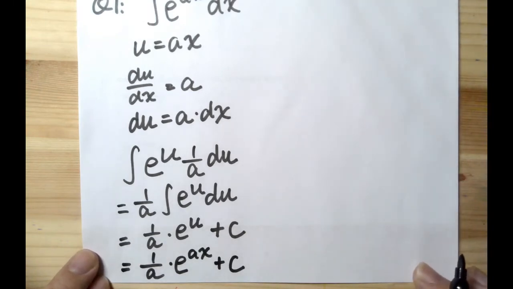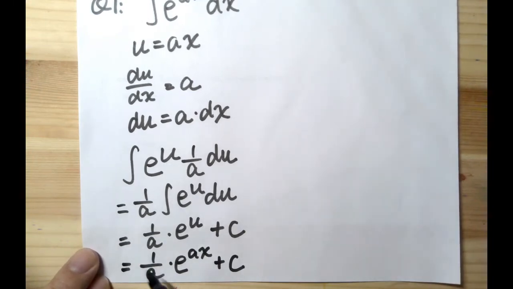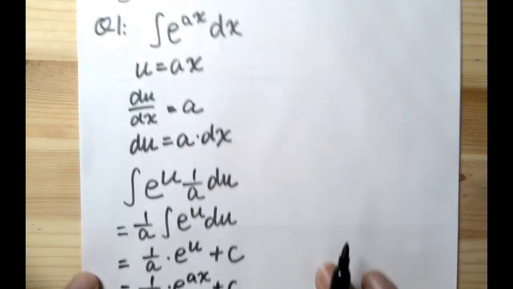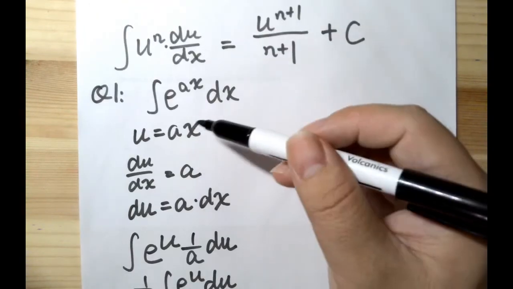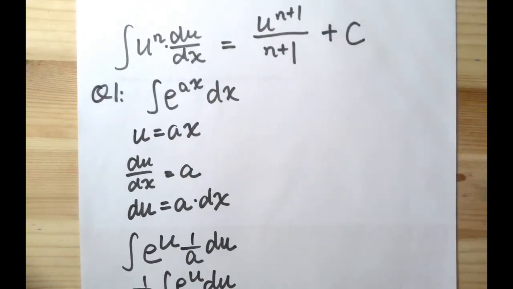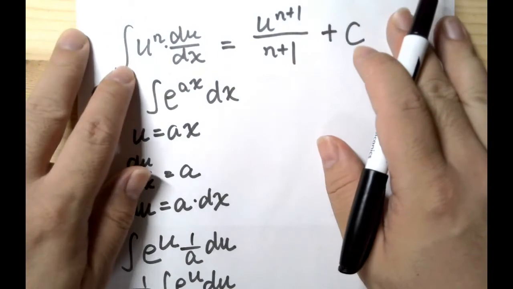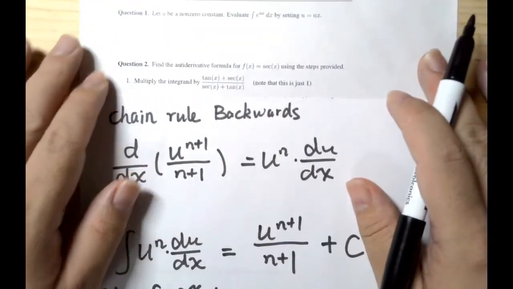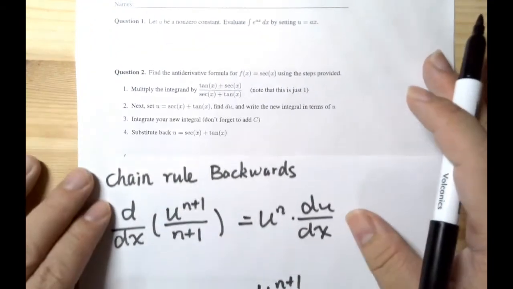c. Okay, and if you take the derivative of our answer, you can see that you're going to get e to the power of ax. Okay, so that's our first problem for this u substitution. It's very straightforward. Okay, so now let's look at another problem here.